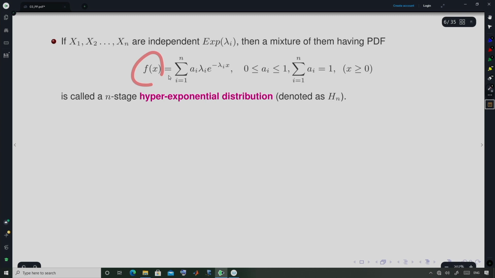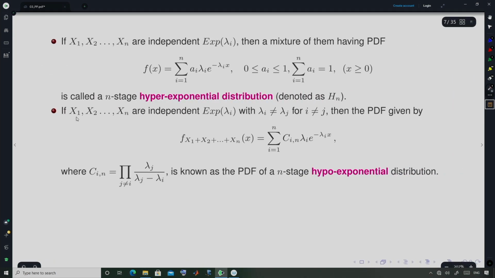This particular mixture is called the n-stage hyper exponential distribution, denoted H_n. Hk or Hn would mean the hyper exponential distribution, which is nothing but a mixture of independent exponentials. As opposed to this, you could also have another kind of distribution.